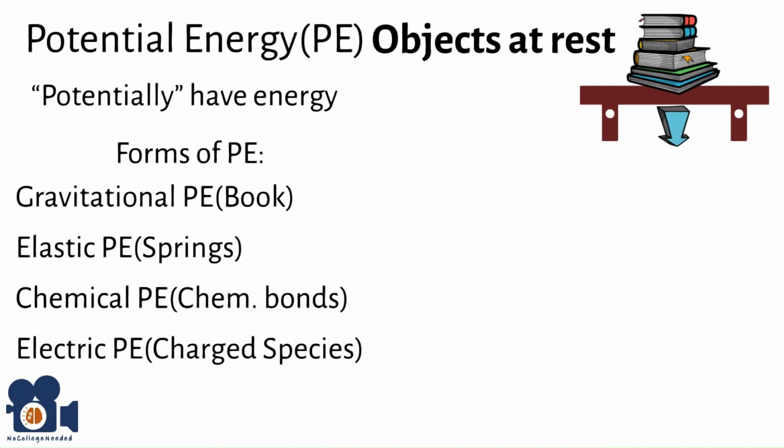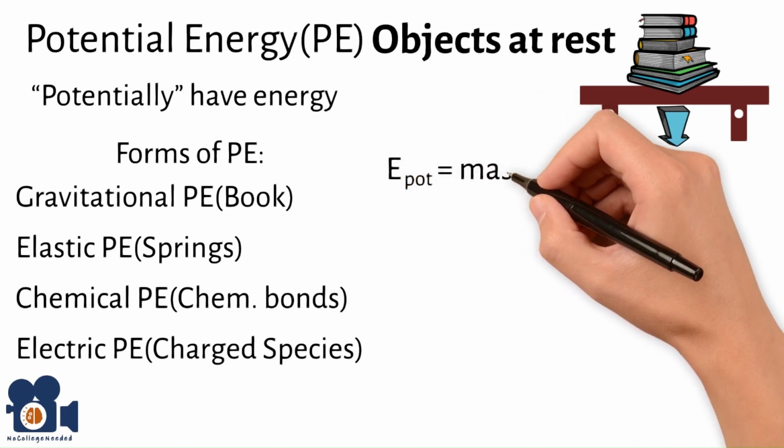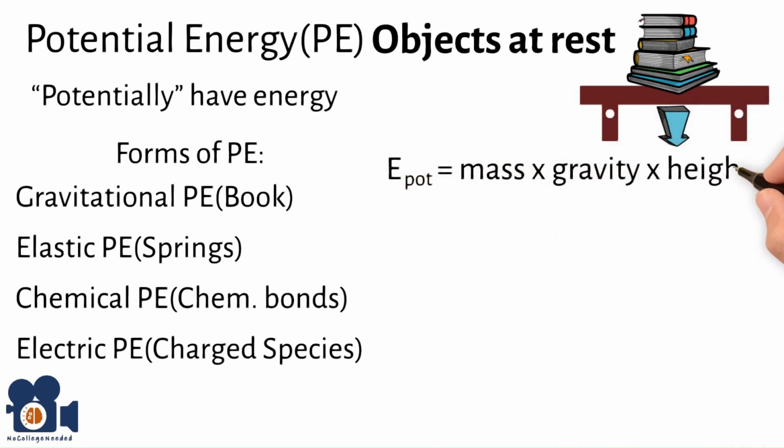Let's go over the two most common equations relating to potential energy. The first is E potential equals mass times gravity times height. Hopefully that one is pretty straightforward. Think of the book example.